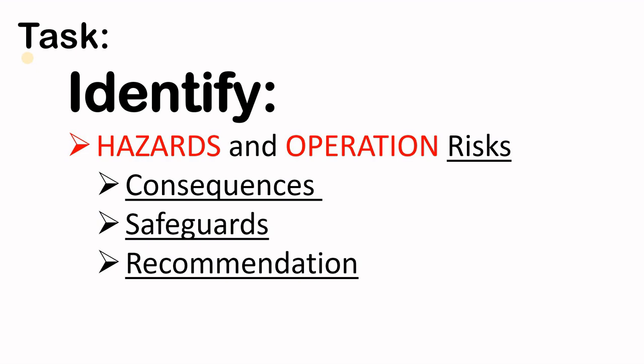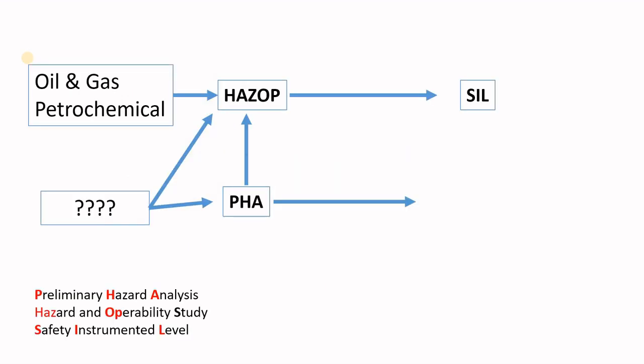In a nutshell, what we need to do is to identify the hazards and operation risks. And then after we identified those risks, for each one we need to identify the consequences and if we have a safeguard for such risk. If we feel that we need more safeguards, we can put in this study a recommendation for the engineering party to go and study more and see if they can add more safeguards.